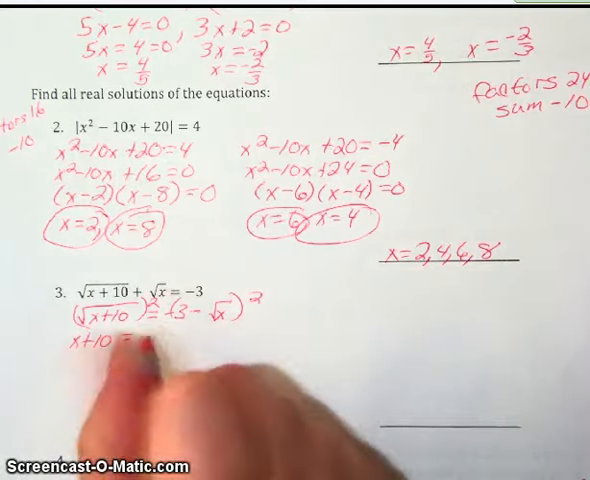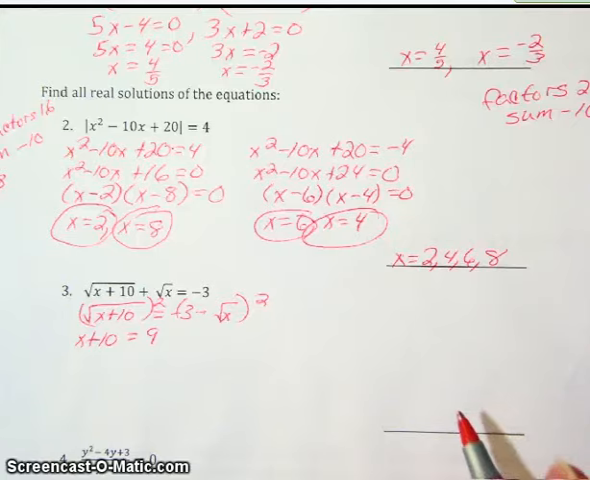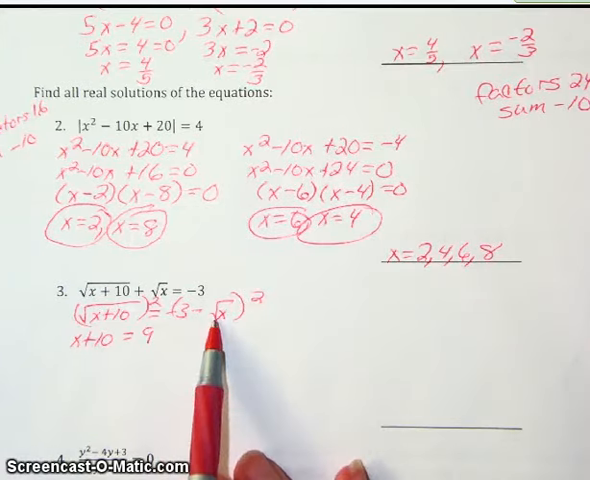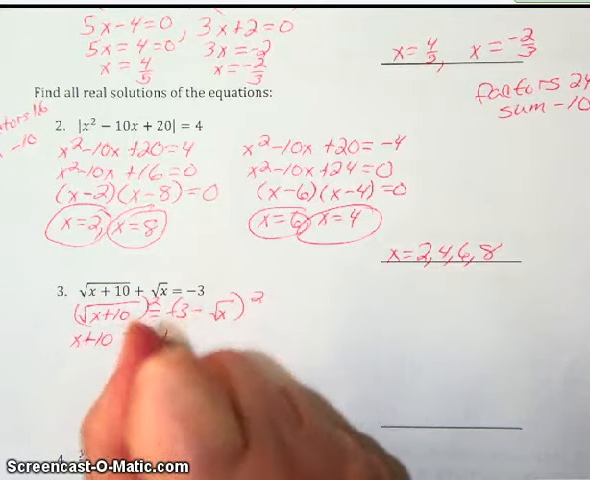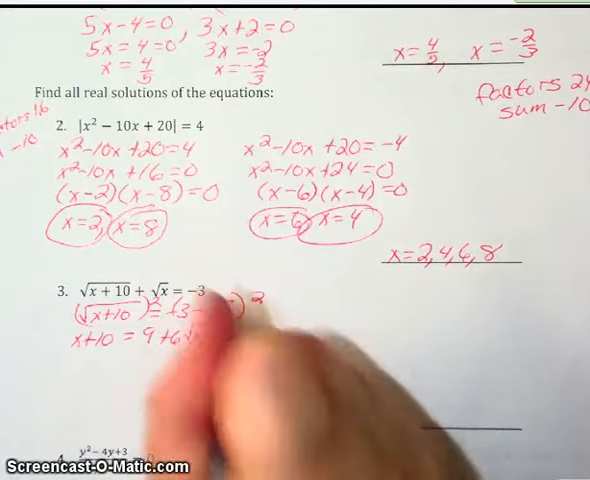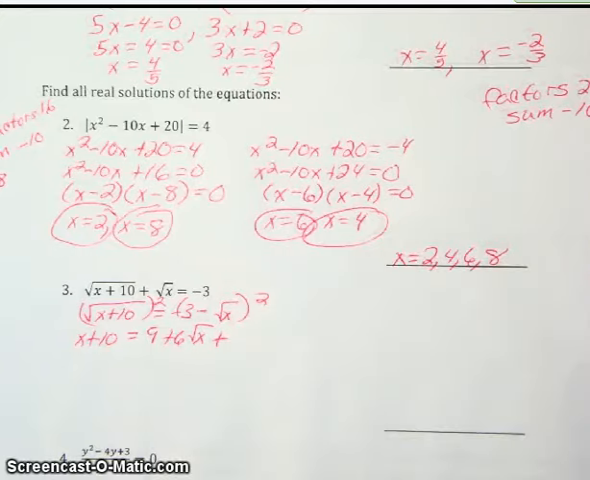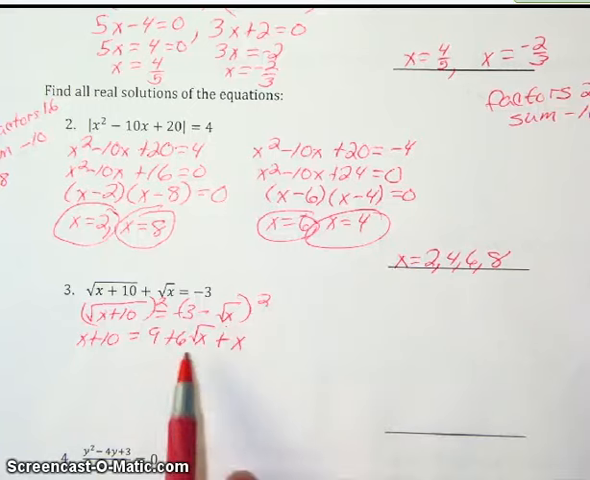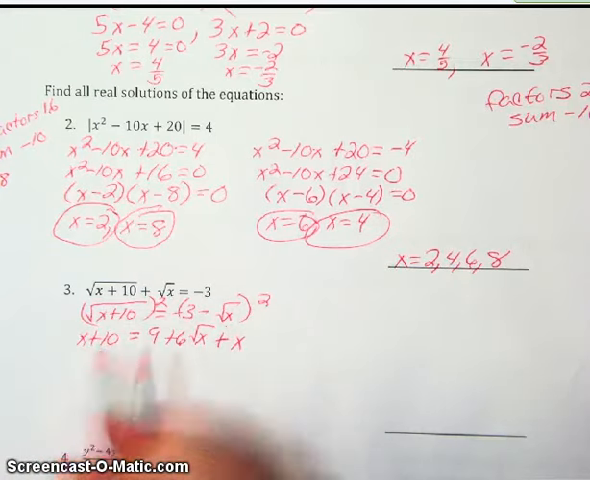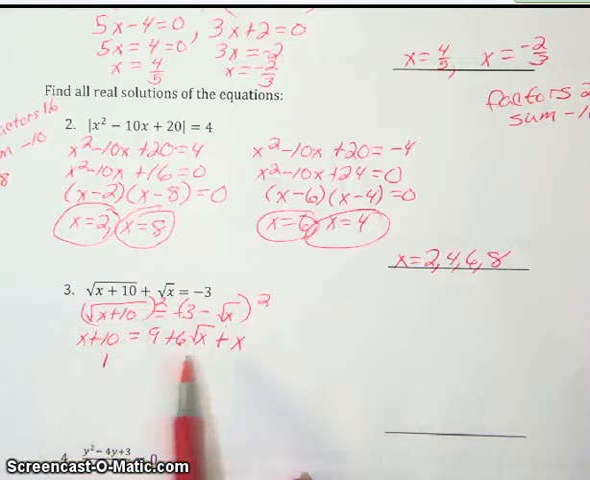So a squared is 9. The 2 terms multiplied together and doubled, that's negative 3 times negative square root of x gives me positive 3 square root of x, times 2 gives me positive 6 square root of x. And then the last term squared, negative squared becomes a positive, and the square root of x squared just comes out of the radical. Now I want to leave this radical on the right and move everything else to the left. So I'm going to subtract 9 and subtract x. So 10 subtract 9 is 1. X subtract x cancels.